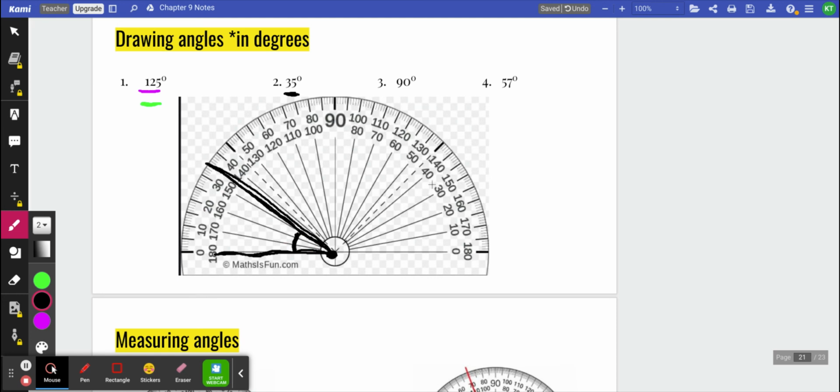Now notice if I were to use the 35 over here, that would give me this big old obtuse angle. So I know that that's not the correct one. I have to draw an acute, right? So I'm using those top values.